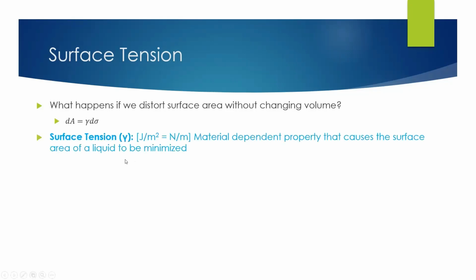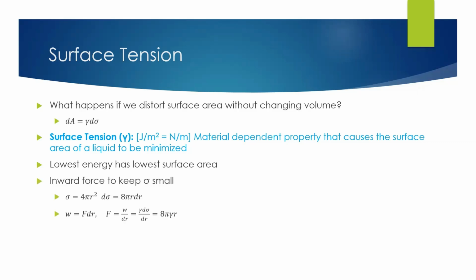The surface tension here has units of joules per square meter or newtons per meter, and this is a material-dependent property that causes the surface area of a liquid to be minimized. The greater the surface tension, the more minimized the surface area will be. And this is because, in general, the lowest energy, the most favorable interactions, has the lowest surface area, which is a sphere. Now, what happens with this surface tension is essentially it applies an inward force to keep the surface area of the liquid droplets small.